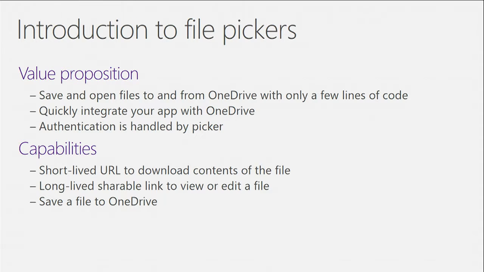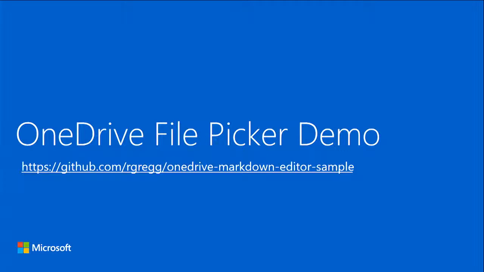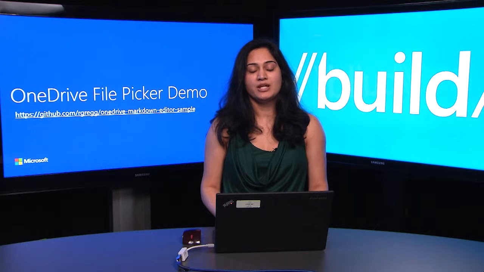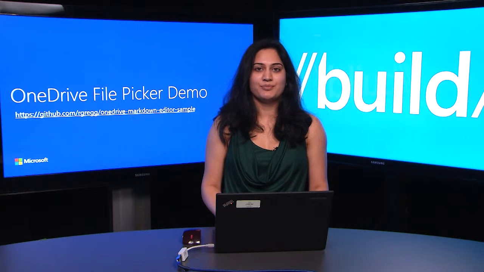You can use the File Picker SDK to integrate with OneDrive in the following ways. You can open a file and receive a short-lived URL to download the contents of the file. You can create a long-lived shareable link to view or edit a file, and you can save a file to OneDrive. To demonstrate the power and simplicity of using file pickers, we will build an app that provides a simple text editor experience for files stored in OneDrive. You can think of it as a notepad in the cloud. This sample is available on GitHub.